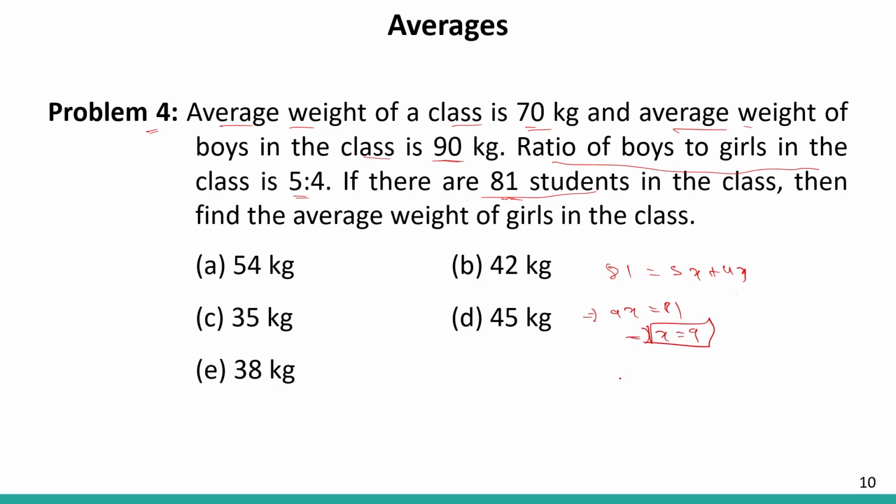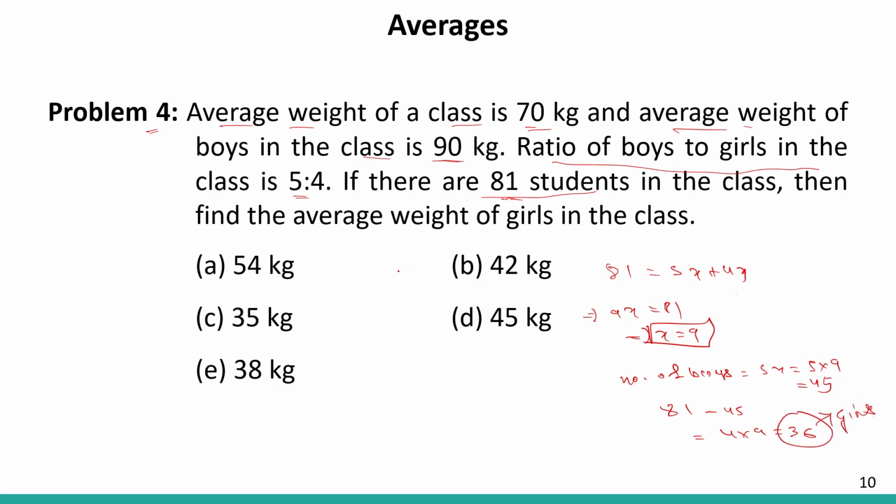So number of boys is equal to 5x, that is equal to 5 into 9. That is nothing but 45. So the remaining one, that is 81 minus 45, that is equal to what? 4 into 9, that is equal to 36. This much girls.